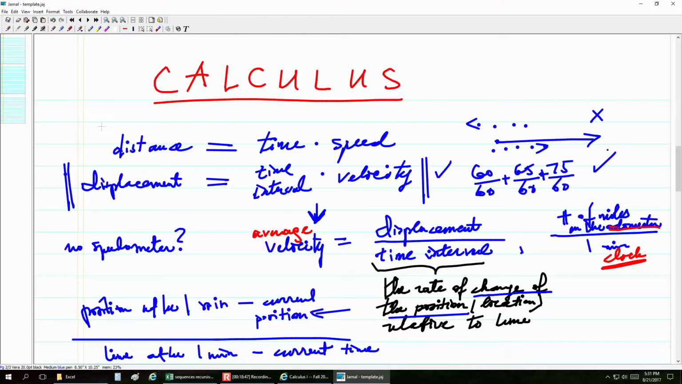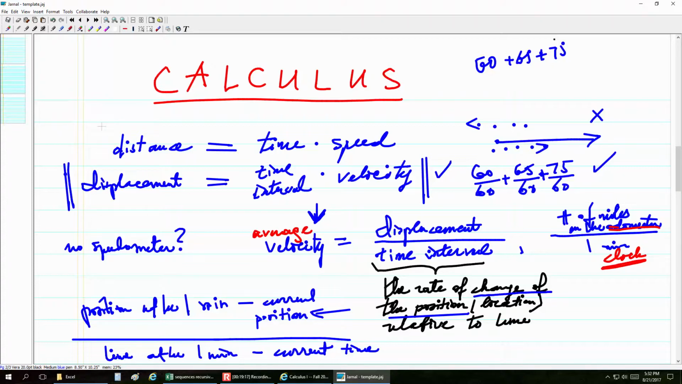So how far do you go? You just look at the speedometer 3 times: during the first hour, second hour, third hour. That's all it takes. If you do it every minute, you will have a more accurate estimate. But otherwise, you just have 60 plus 65 plus 75. If you do it once a year, once again, the time interval becomes important.